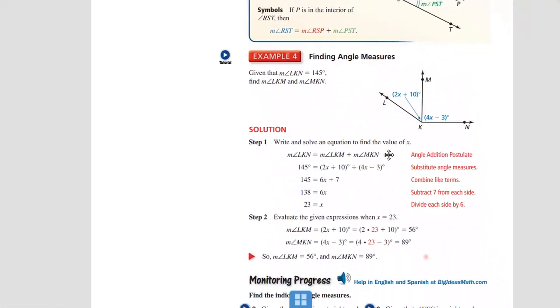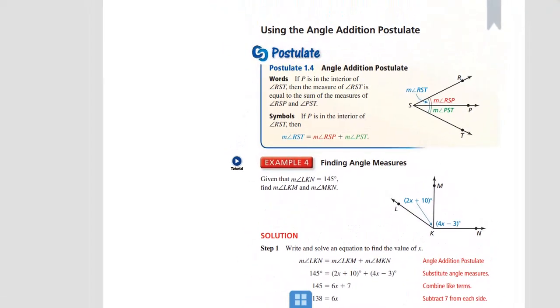Okay, all right, one last idea here. The angle addition postulate. Again, it's a postulate, we can't prove it, but it basically is saying that if you have two angles that are next to each other like this, they say P is inside this angle, inside RST. It means that the measure of this angle plus the measure of this angle has to equal the measure of the whole thing.